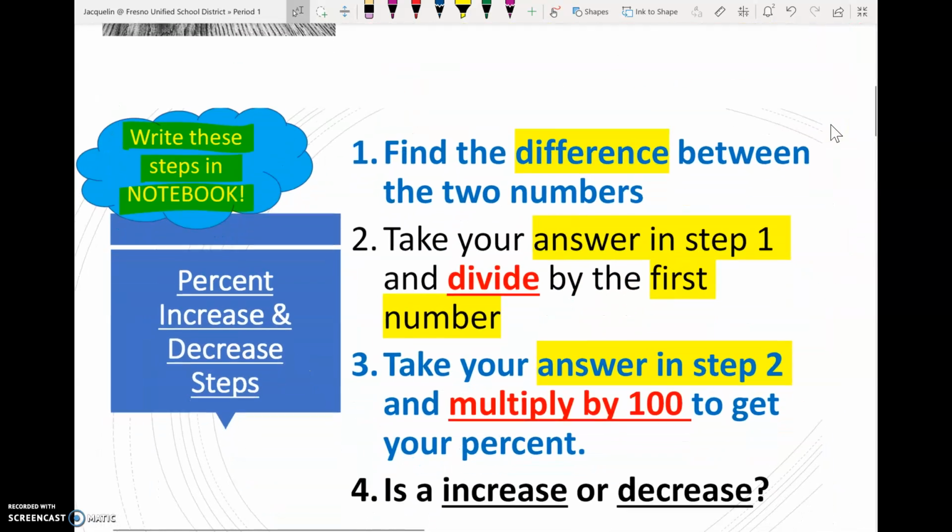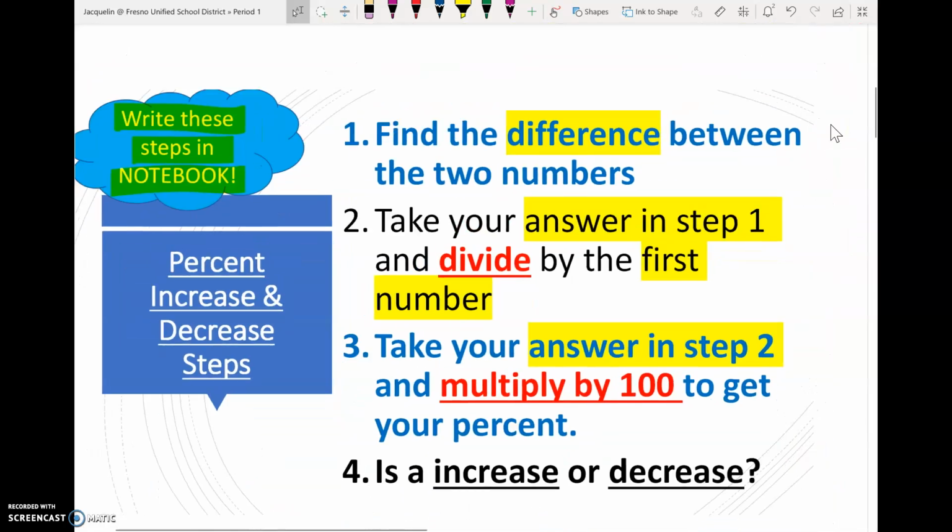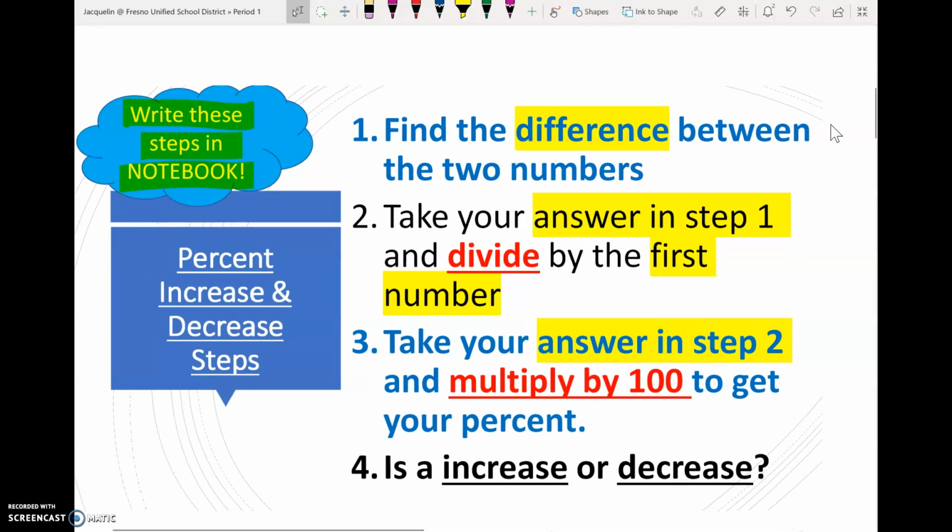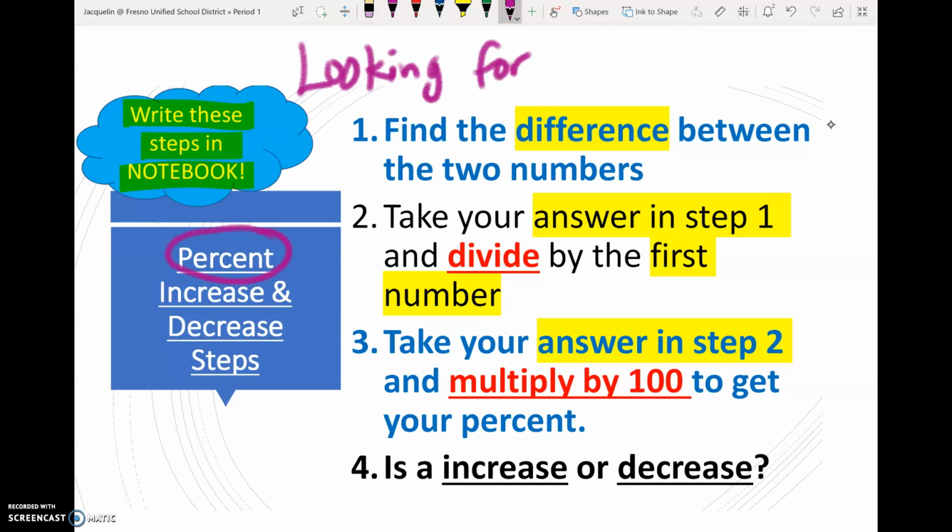So in your agenda, or in your math notebook, actually, we are going to write down these steps, and these steps are actually for percent increase and decrease, and when you are looking for a percent. So this is when you are looking for a percent, and these are the steps. So please write this down. Miss Ortiz will pause the video, and you guys are going to write each step down.